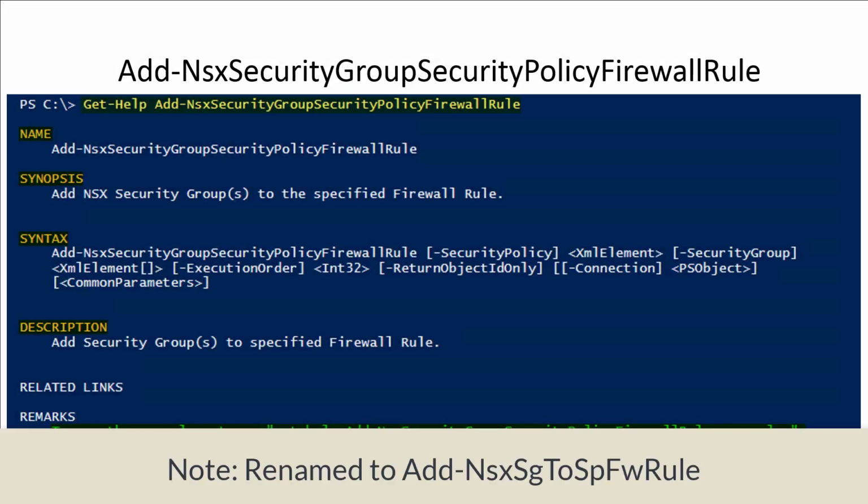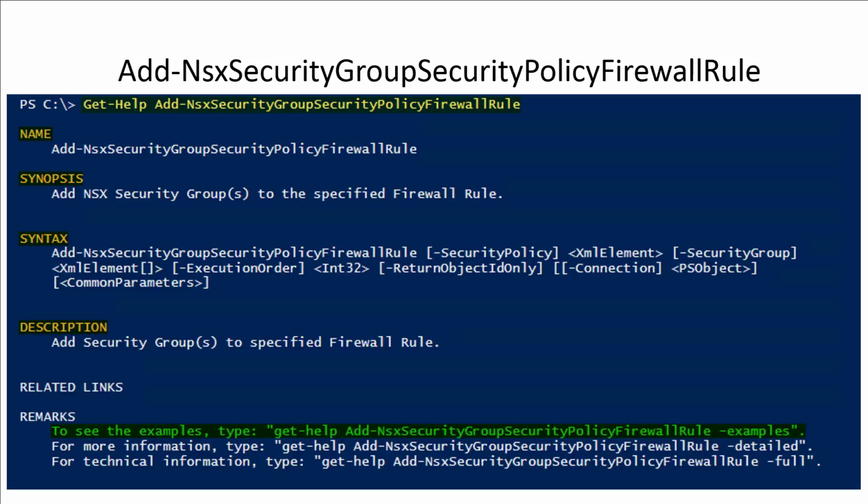The Add-NsxSecurityGroupSecurityPolicyFirewallRule commandlet allows us to add NSX security groups to specific firewall rules in a security policy. There are just 3 parameters: the security policy, security group, and the execution order. Let's jump back into the lab.